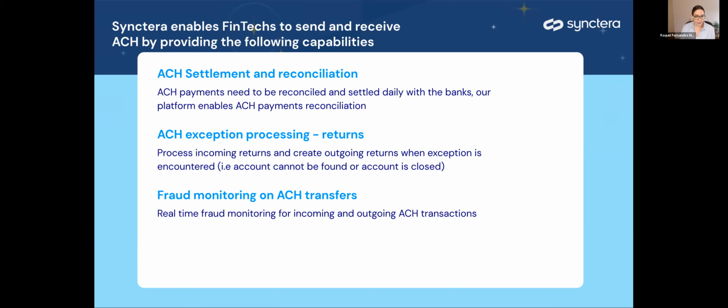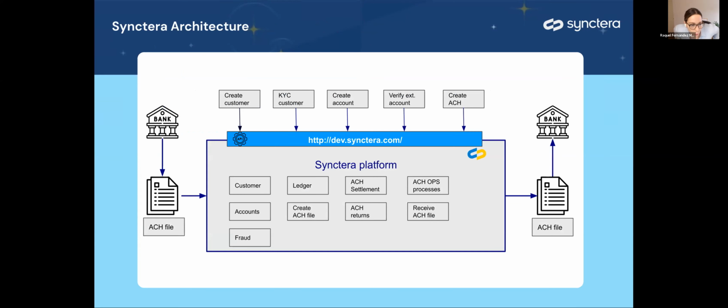Okay, so this said, let's go through a quick high-level overview of the Synctera architecture. First of all, our APIs are available on our development site in Synctera. So go to the website and have a look at the APIs. As an entry point, you will have your create customer APIs, your KYC, create account, verify external account, and create ACH.